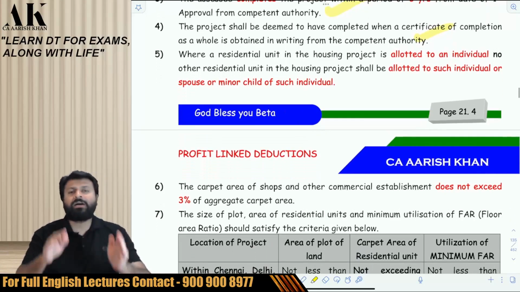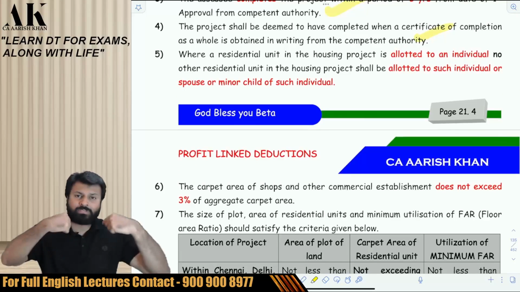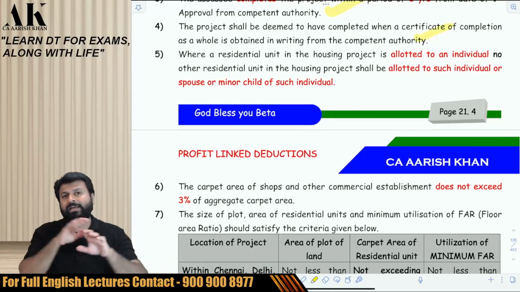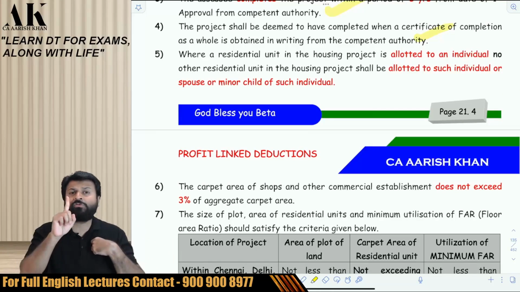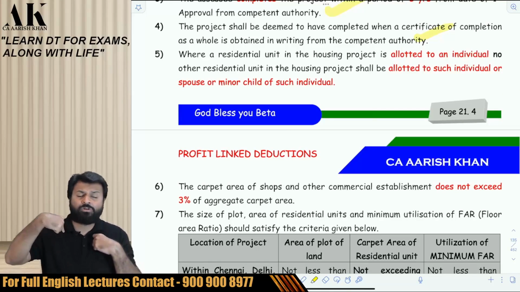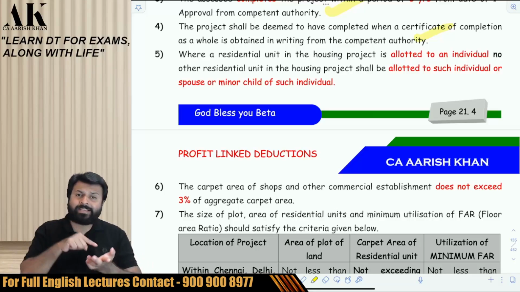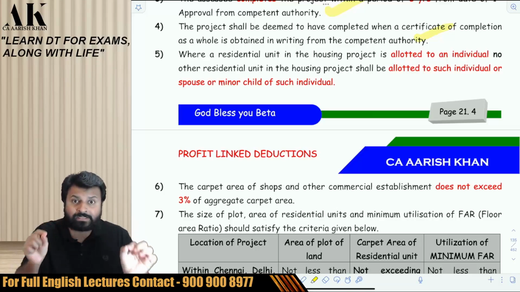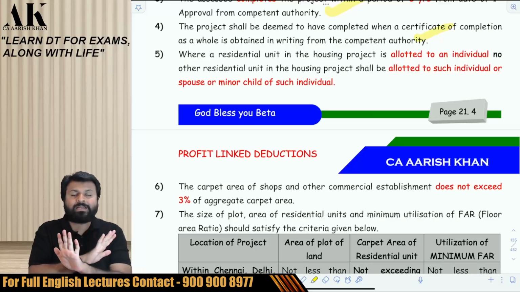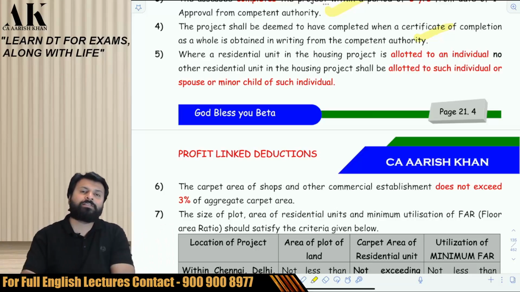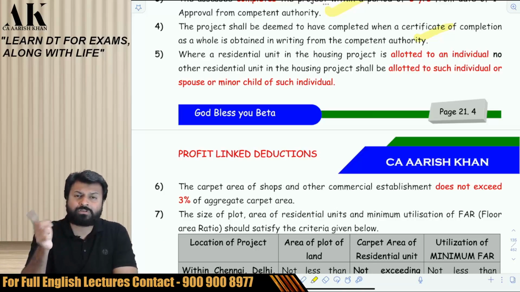Next, once a house is allotted to a person, suppose a house is allotted to me, then second house should not be allotted to me. Only one house should be allotted to one person. Second house should not be allotted to my wife also, and not to my minor child also. So these 3 persons are restricted: it should not be allotted to the assessee, to the spouse of the assessee, or to the minor child of the assessee.